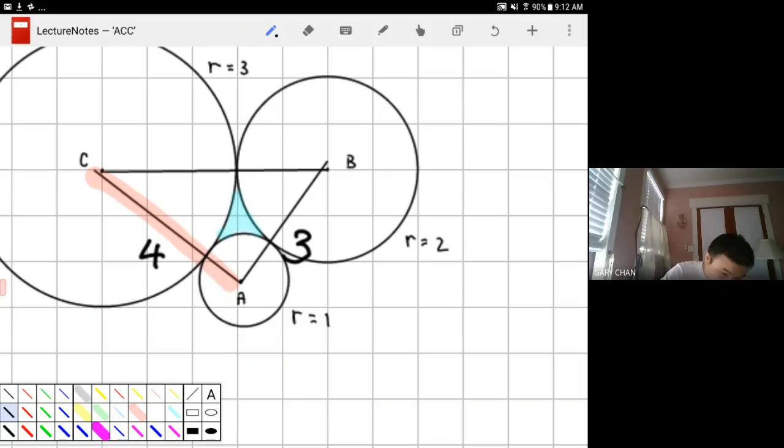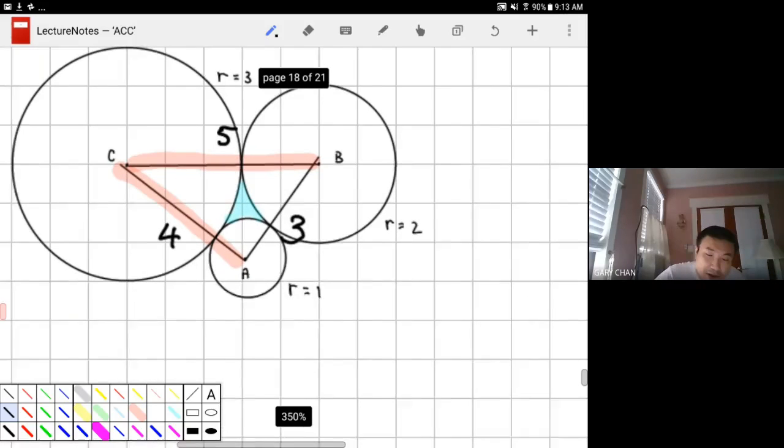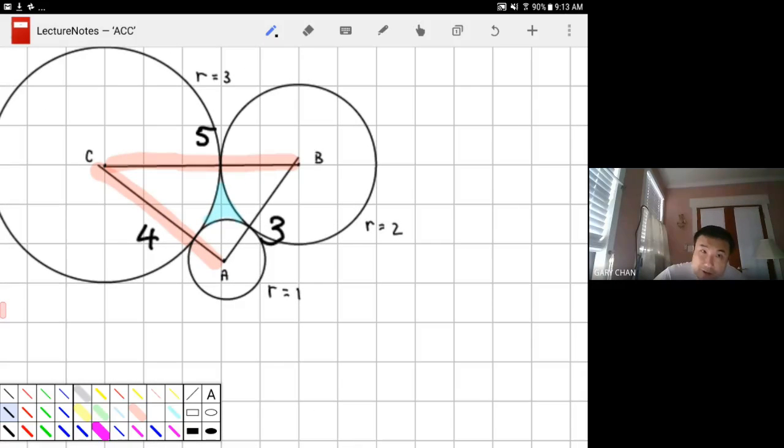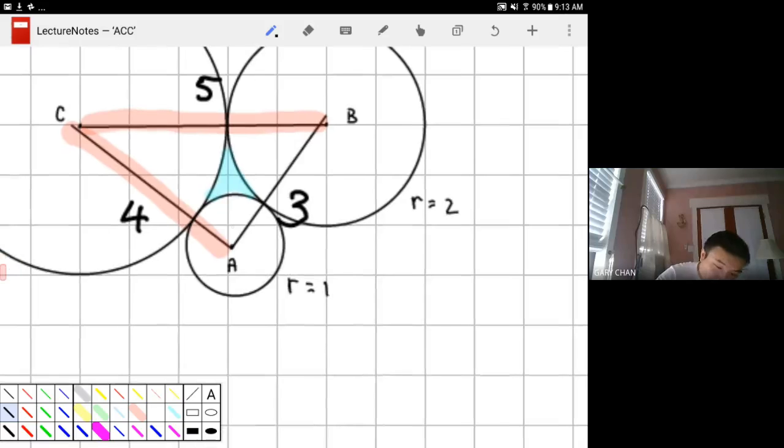It's a 3, 4, 5 triangle. That's right. This segment there is 5. So immediately we recognize this. Wait, is this triangle a right triangle? Yeah, it certainly is. This is a right triangle. Okay, that will help immensely.